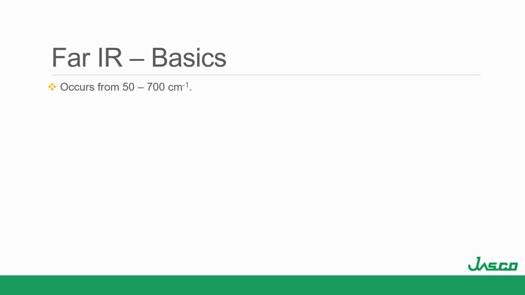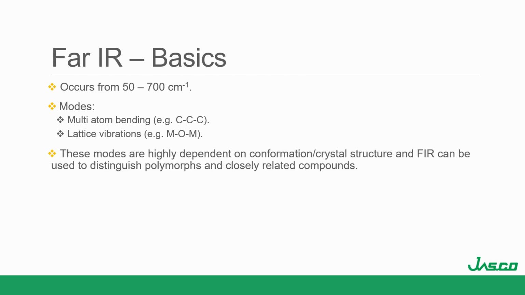So for far IR, it occurs from 50 to 700 wave numbers. The modes are multi-atom bending modes and lattice vibrations. So the bending mode would be something like carbon-carbon-carbon bending. The lattice vibrations would be metal-oxygen-metal. And these modes are really dependent on crystal structure. So they can shift, or you can have two modes. And it makes it very useful in being able to distinguish polymorphs and closely related compounds, which I'll show you one in a second.